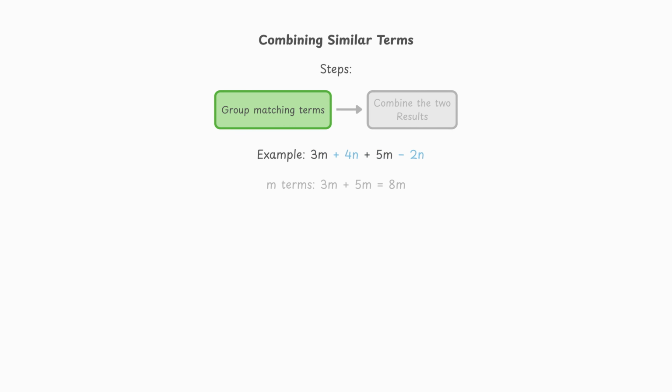Now look at the n terms. The n terms are 4n and negative 2n. Remember, the minus sign belongs to the 2n. So we calculate 4n minus 2n, which equals 2n. Now we combine the two results. The m terms give us 8m. The n terms give us 2n. So the final answer is 8m plus 2n. Remember, only combine terms that have the same letter part.